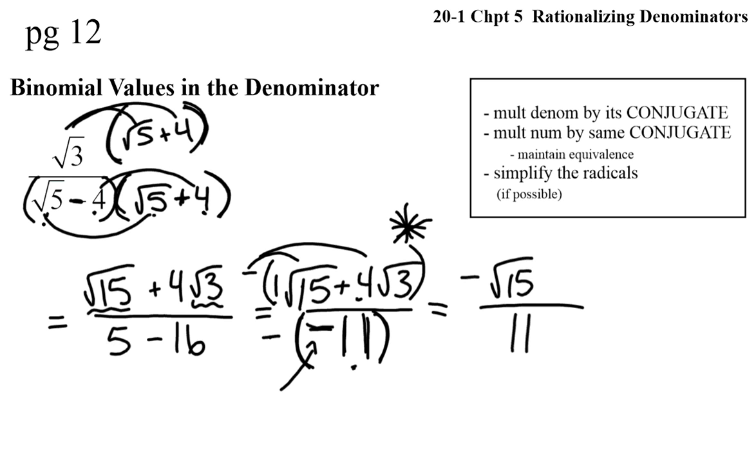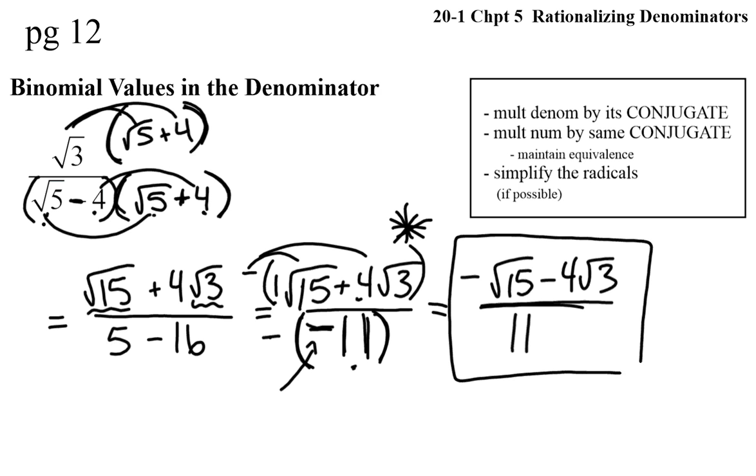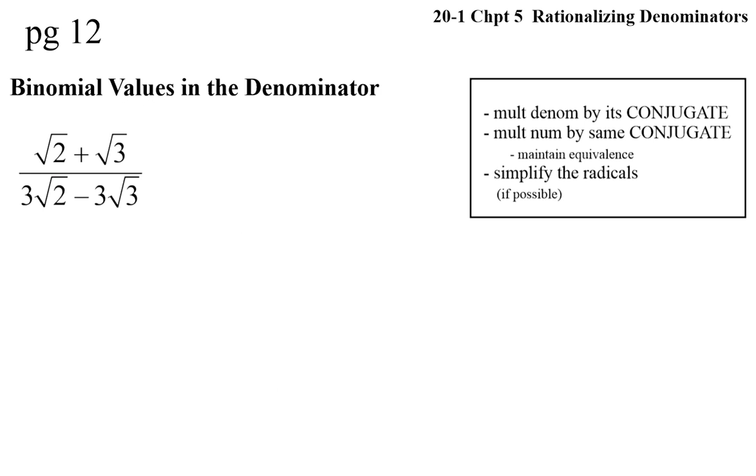Negative root 15 minus 4 root 3 over 11. There's the better form because we no longer have the radical. All we did was change negative 11 to a positive 11, and if I'm changing the sign here, I need to change my signs up top. Positive root 15 became negative root 15, positive 4 root 3 became negative 4 root 3. That's the quick and easy way to do it. But it all comes down to multiplying by the conjugate.